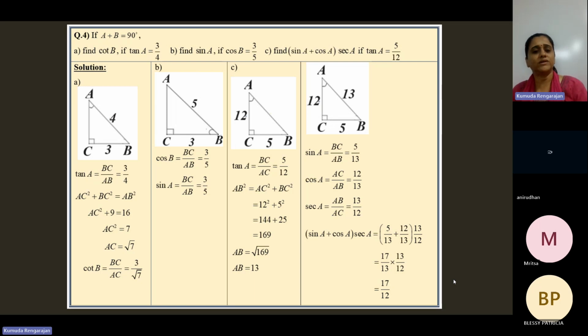In B, why didn't we find AC? In B, AB, why didn't we find AC using Pythagoras theorem?